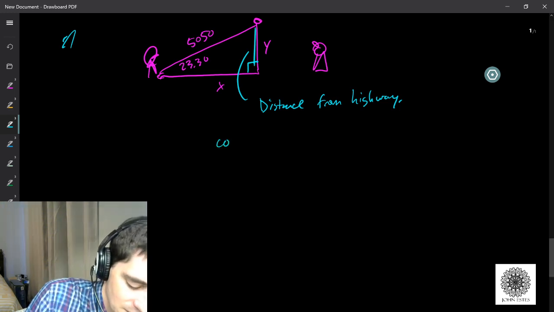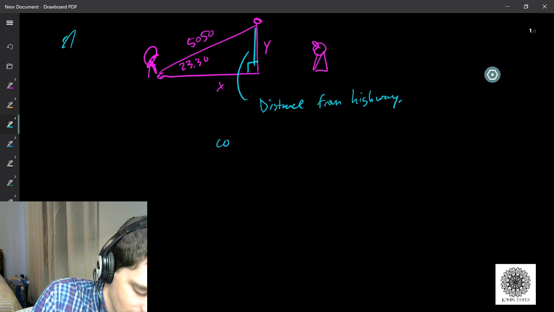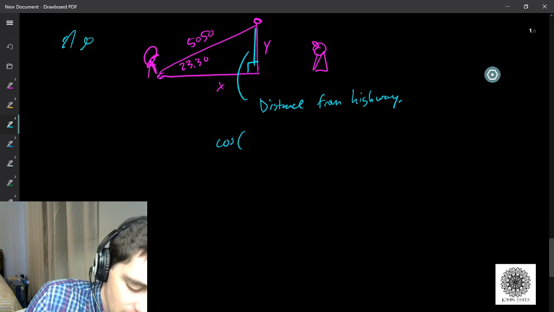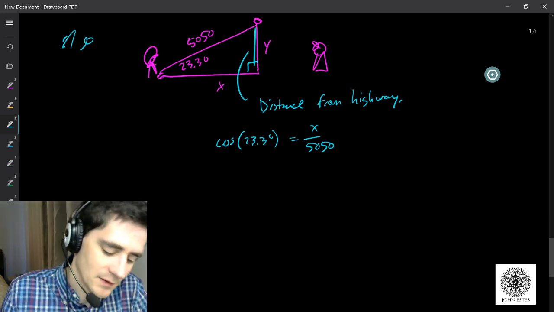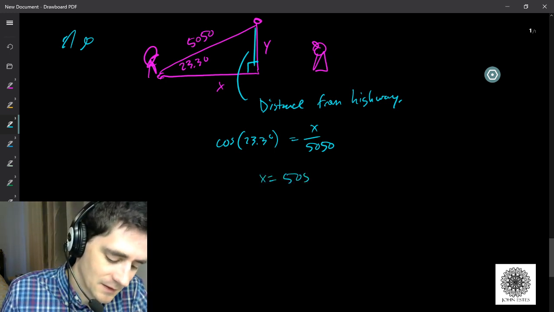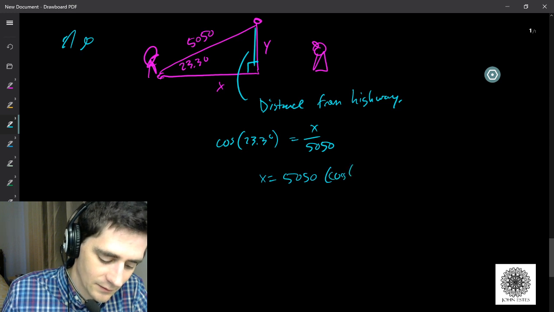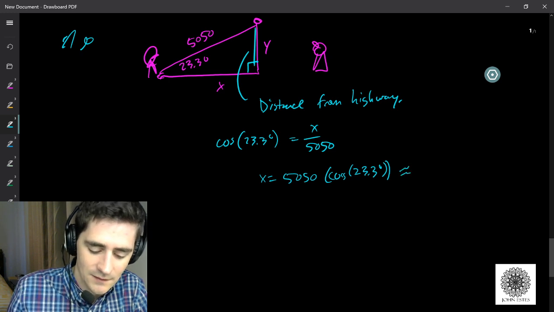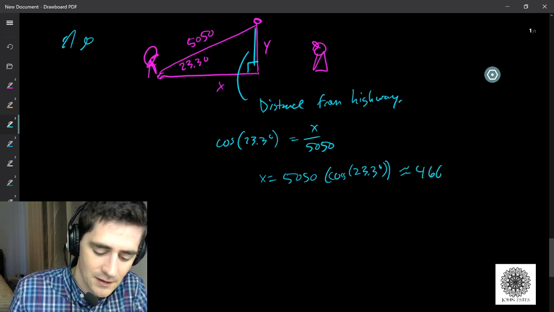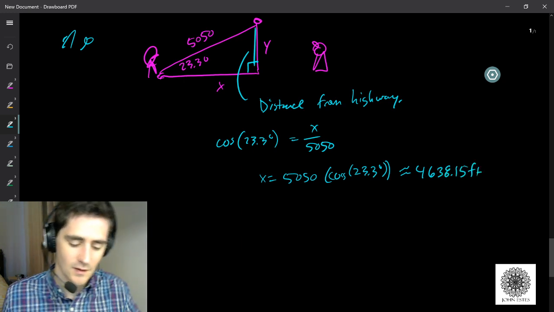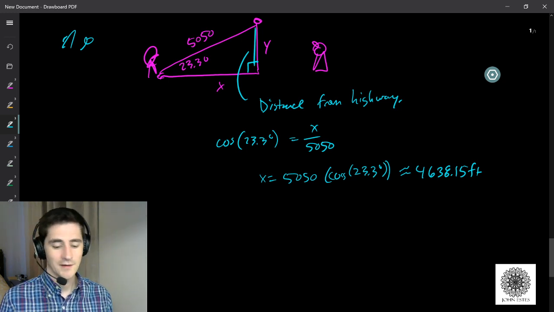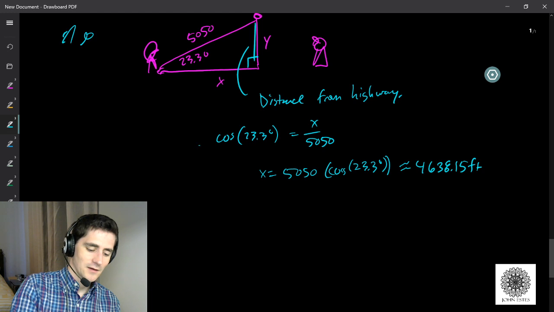I know that cosine of 23.3 degrees is going to be my x over 5,050. All right, so that means then that x is just 5,050 times this cosine of 23.3 degrees. And that comes out to be about 4,638 feet. And we can get even closer in our estimation, 4,638.15 feet. Okay, so that's my x value.